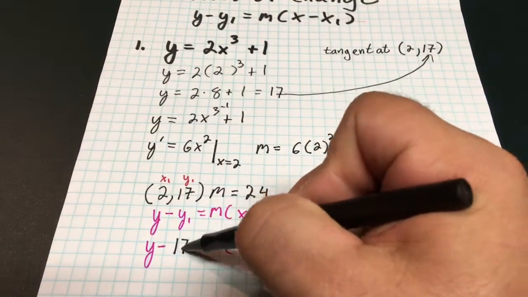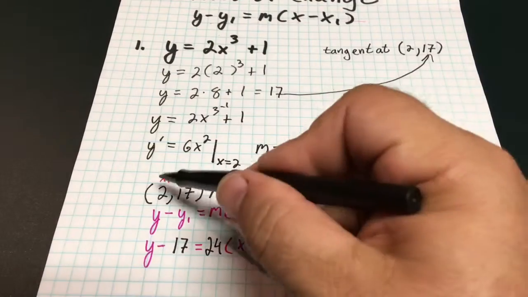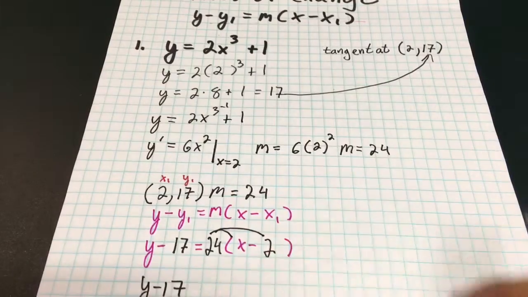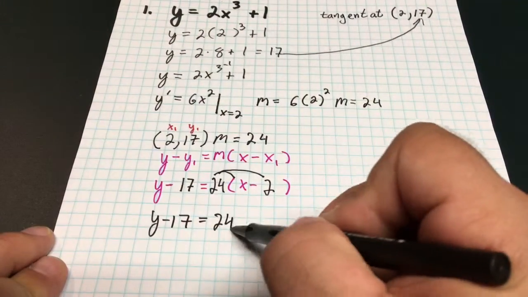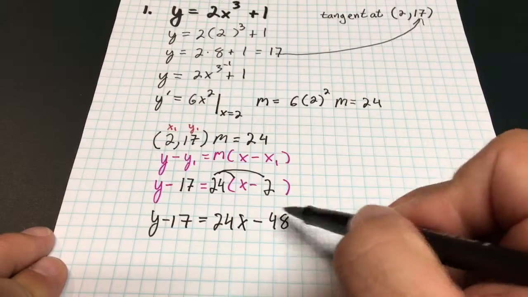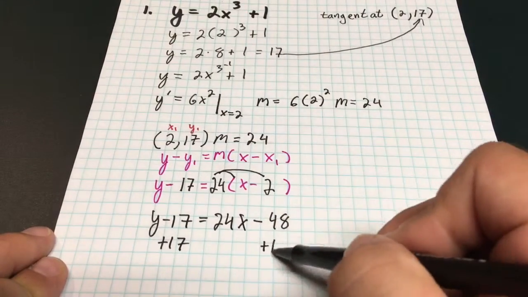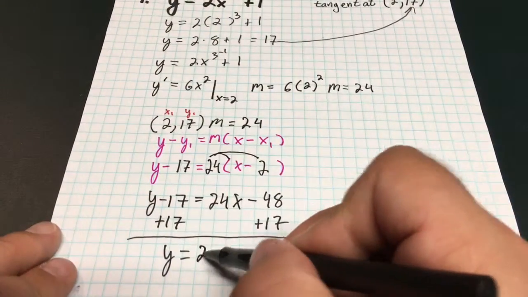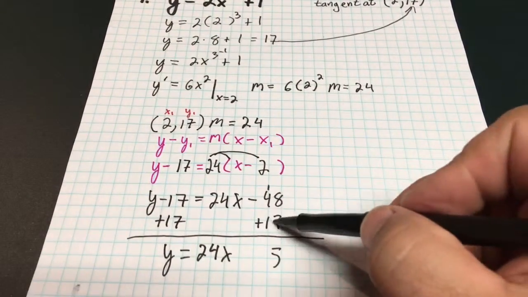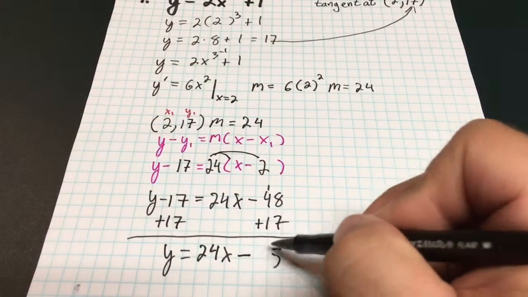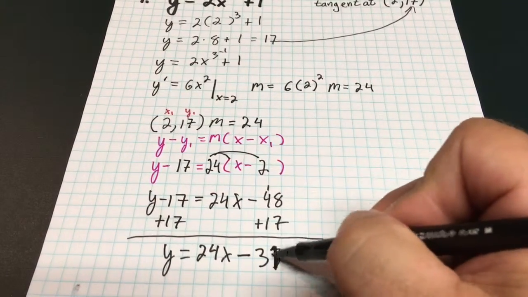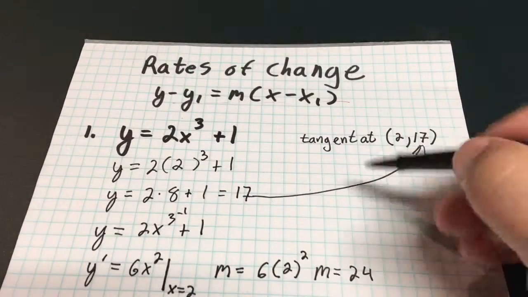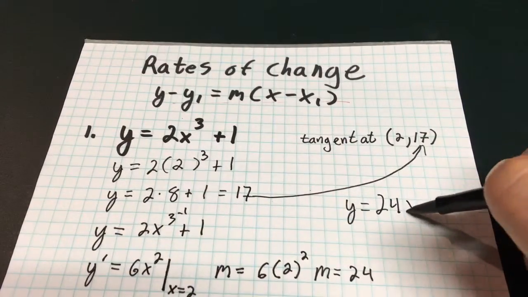Now I'm going to plug in these values. Y sub 1 is 17, the slope is 24, and then the x sub 1 is going to give me 2. Distribute. So that's y minus 17 is equal to 24x minus 48. And I add 17 to both sides. This is going to give me the equation in slope-intercept form, y equals 24x. Sorry, 17 minus 48 is going to give me negative 31. And that's my tangent line at that point: y equals 24x minus 31.